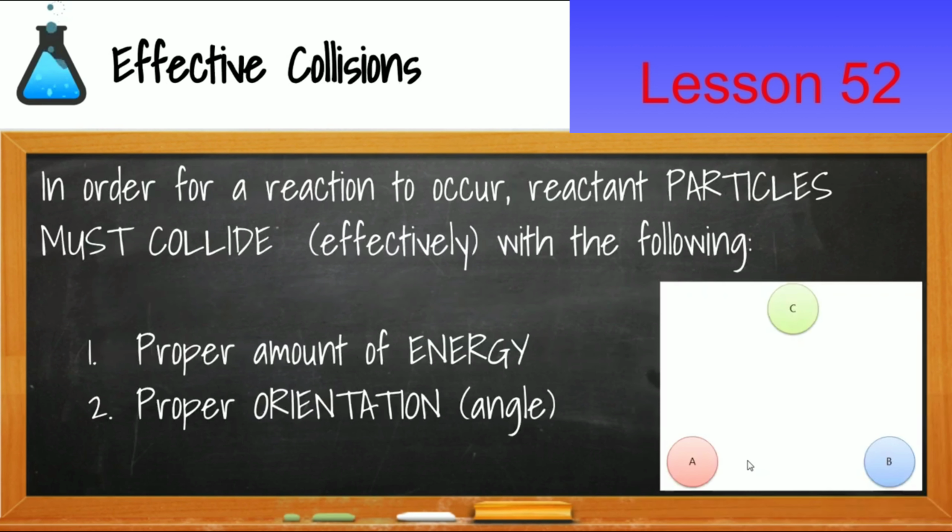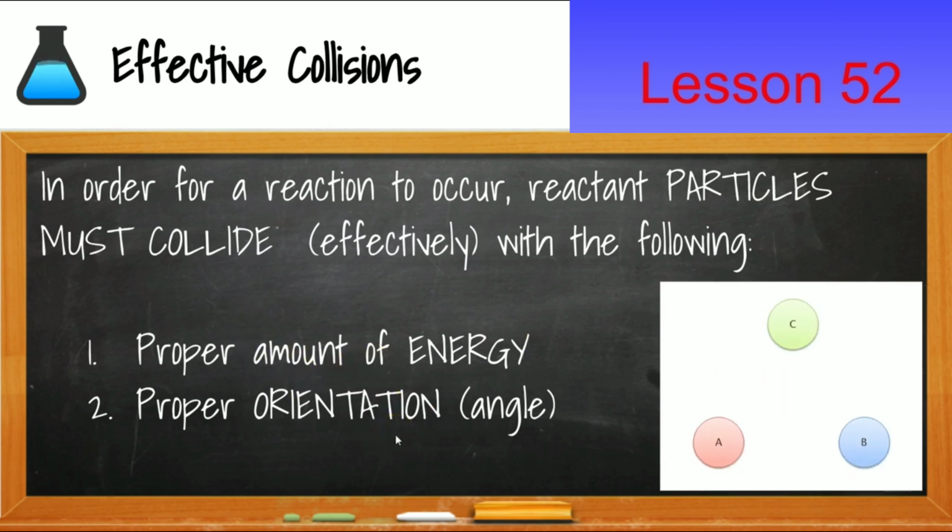As we study kinetics, or the speed of chemical reactions, we'll note that chemical reactions occur when reactant particles collide. They must collide with a sufficient amount of energy and a proper orientation. If they do not meet these two criteria, even when mixed together, no reaction will occur.